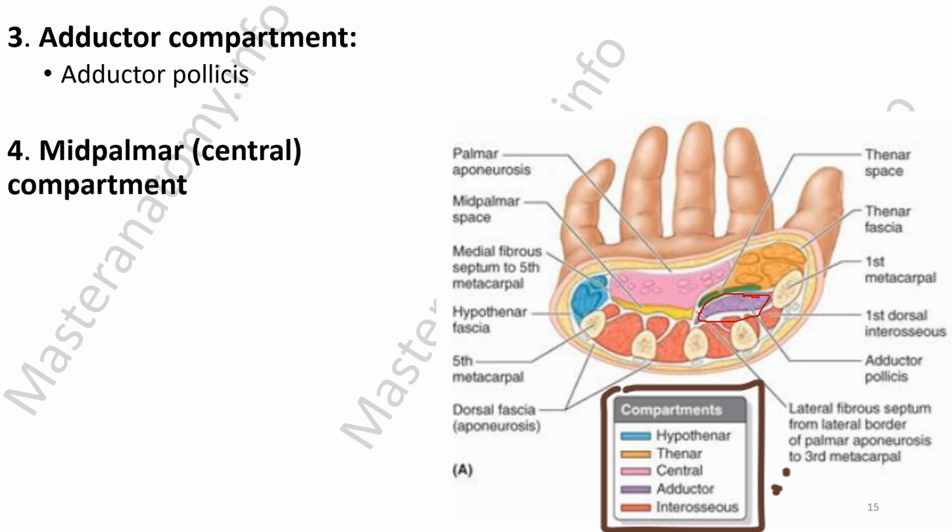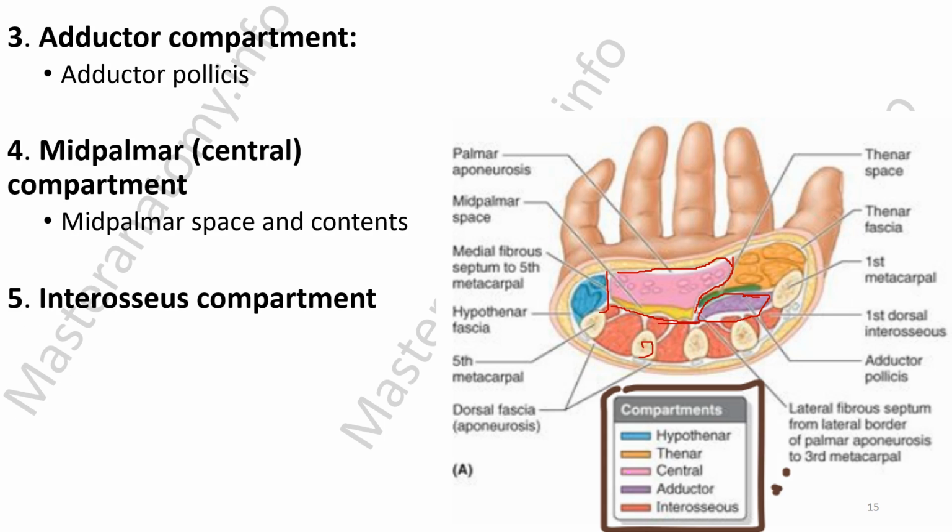The second is the mid-palmar or central compartment. Yes, it is central, and anteriorly is the palmar aponeurosis. Laterally is the lateral muscular septum. Medially is the medial muscular septum. And posteriorly are the lumbricals and the metacarpal bones.